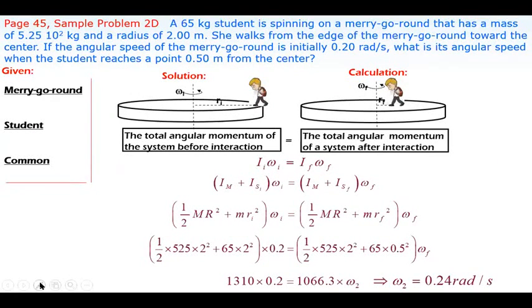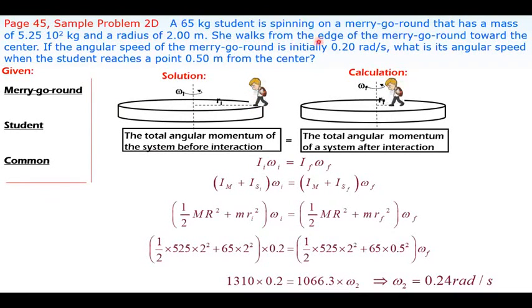This merry-go-round question is the one I'm going to show you. A 65-kilogram student is spinning on a merry-go-round that has a mass of 525 kilograms, and its radius is 2 meters. The student is spinning together with the merry-go-round. So we can say that this system consists of two components: the merry-go-round is one component, and the student is the second component.